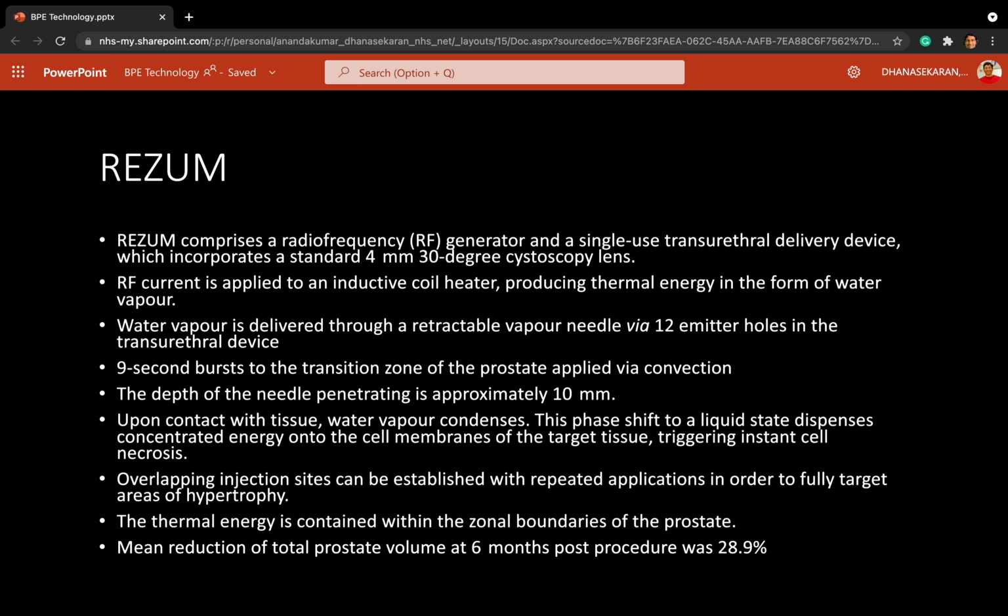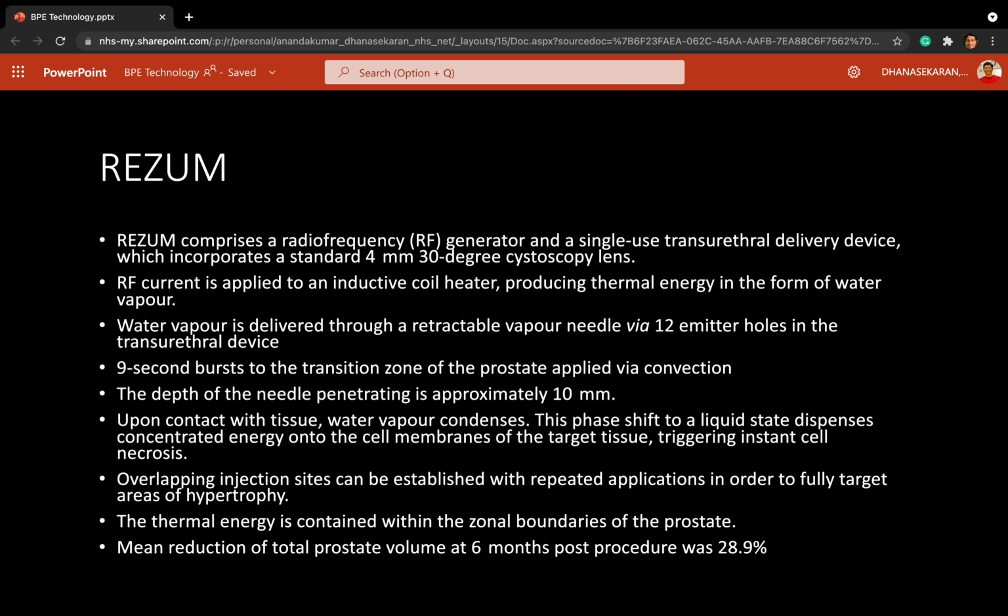It's like 4 into 3, all 360 degrees, and it's a 9-second burst of the water vapor release, and the depth of needle penetration is approximately 10 millimeter. Upon contact with the tissue, the water vapor condenses and it creates convective energy. This is another key word I wish you all to remember.